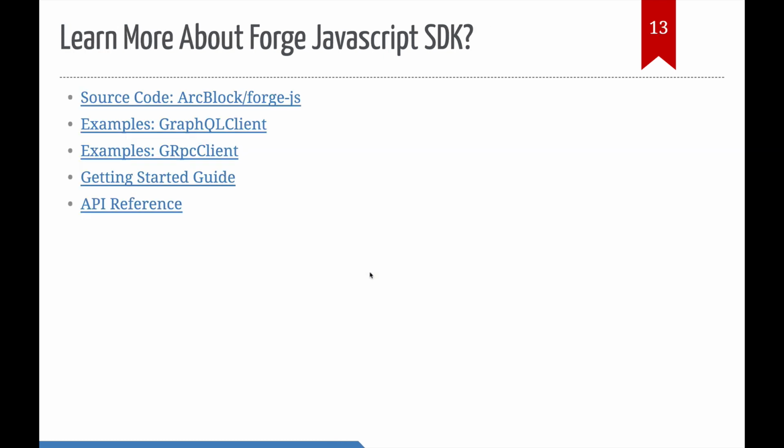Since time is limited, we will not go through every detail of Forge JavaScript SDK. Here is a list of resources that can get you started and help you dig deeper. We have open sourced the Forge JavaScript SDK source code, which can be found here. We also crafted a collection of GraphQL client and gRPC client examples, such as creating users, creating wallets, and doing exchange or transfer on the chain. And we also generated a detailed API reference for all our published JavaScript packages.